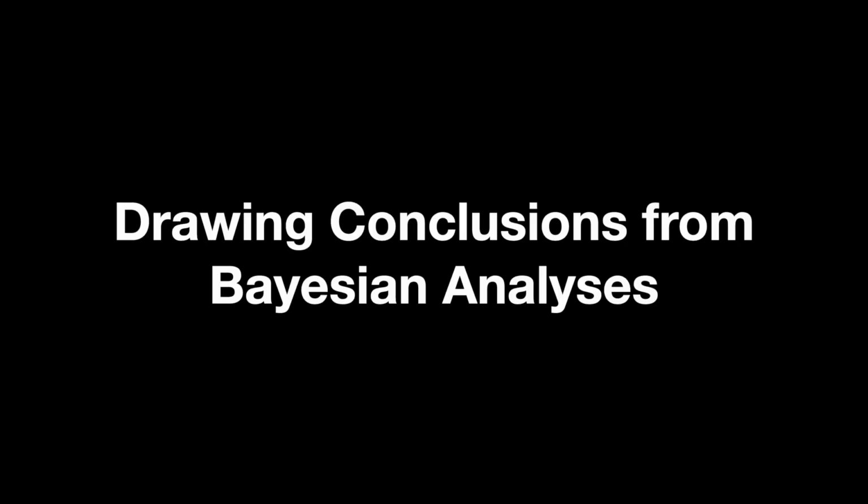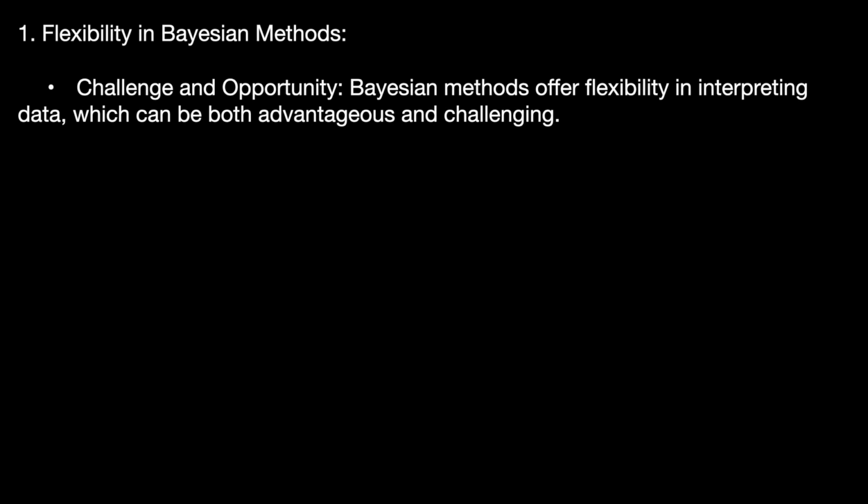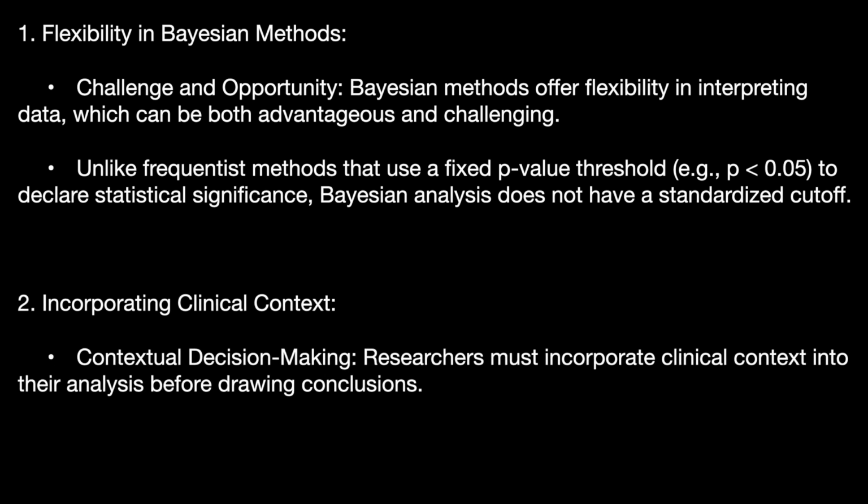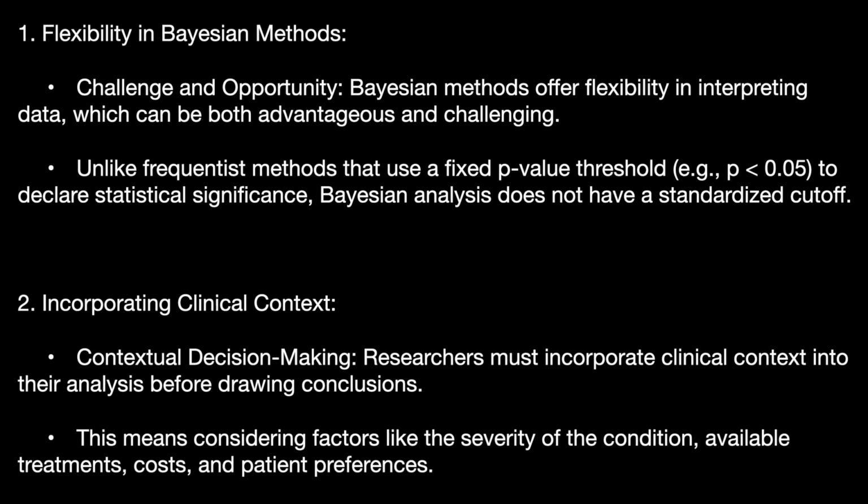So, drawing conclusions from the Bayesian analysis: flexibility. The Bayesian method offers flexibility in interpreting data, which can be both advantageous as well as challenging. Unlike the frequentist method, which uses a fixed p-value of 0.05, Bayesian does not really have anything which we can say is a cut-off. It just changes your posterior. Incorporating the clinical context: researchers must incorporate the clinical context into their analysis before drawing conclusions. This means considering factors like the severity of the disease, the available treatments, that is the cost, as well as the patient's preference.